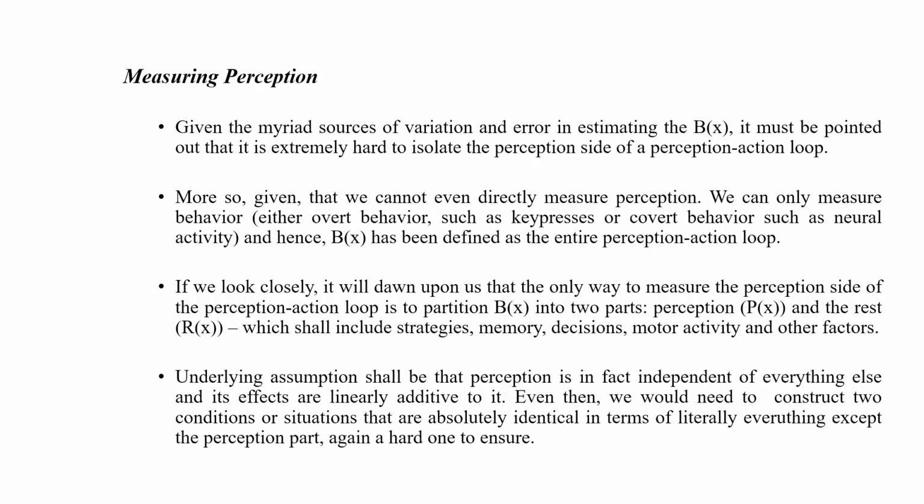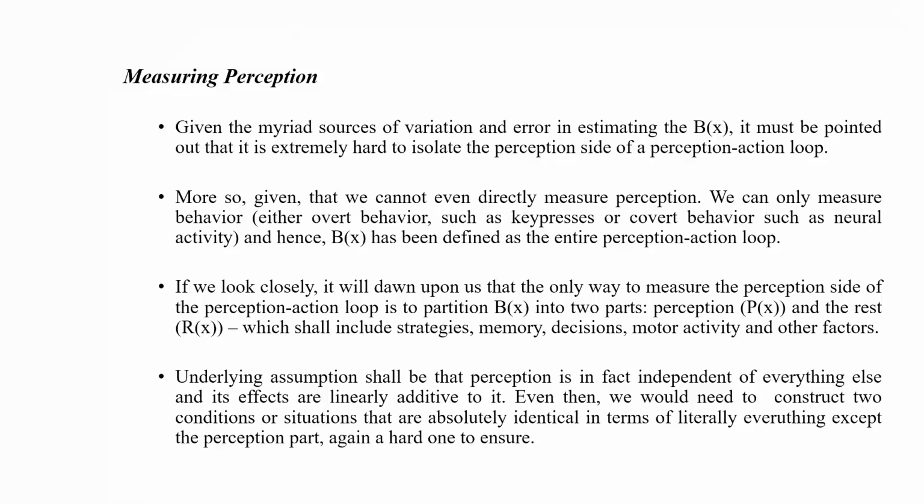Okay. So, basically that is one of the reasons why this B of x is taken as a substitute for whatever is happening. So, this variation in B of x is basically taken as the variation in both the phenomenal experience and the response that is basically happening.